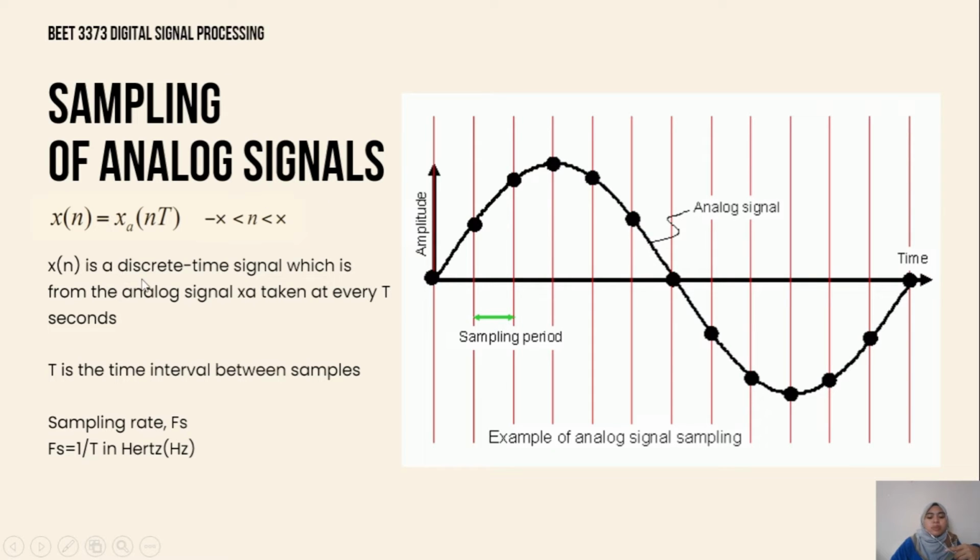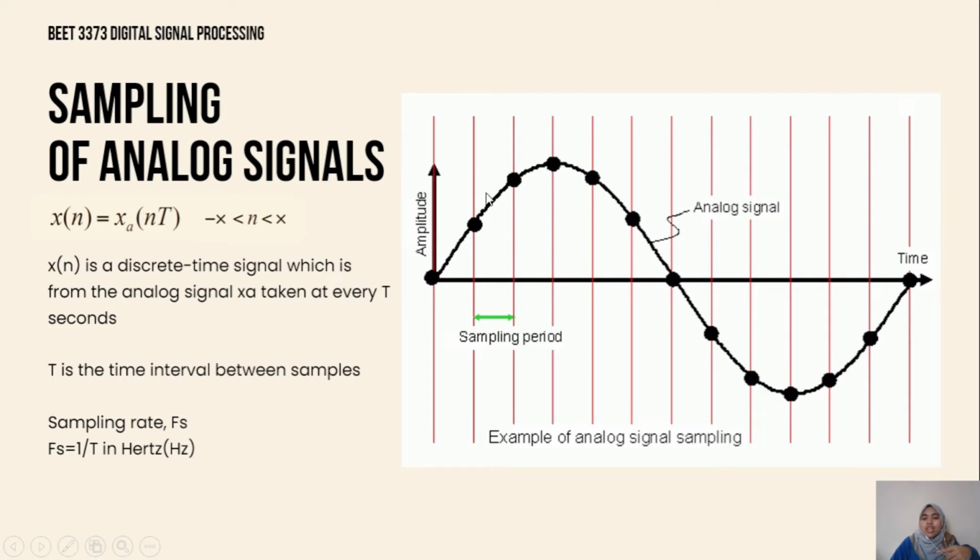Uniform sampling is a type of sampling that picks samples at regular intervals of time from an analog signal, that is, at time instances equal to nT, where n is an integer value and T is the period, which is the time interval between samples. The next formula finds the sampling rate, which is 1 over the period, and the value must be in hertz.